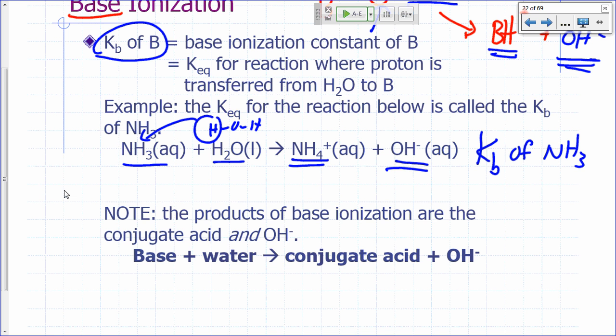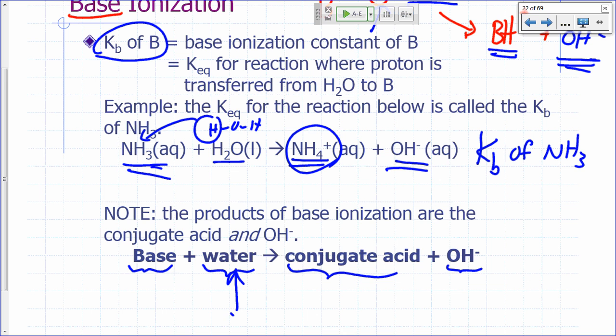So in general, when you're talking about base ionization, you're talking about a reaction whose equilibrium constant is called Kb. You're talking about a reaction between the base and water leading to the formation of its conjugate acid and hydroxide. The conjugate acid of something will just be that something with the H plus, with the proton attached to it. So ammonia with a proton attached to it would be ammonium ion, the conjugate acid of NH3. So we say that in a base ionization, the water is behaving like an acid. The water is donating the proton to the other molecule, or to the ion.